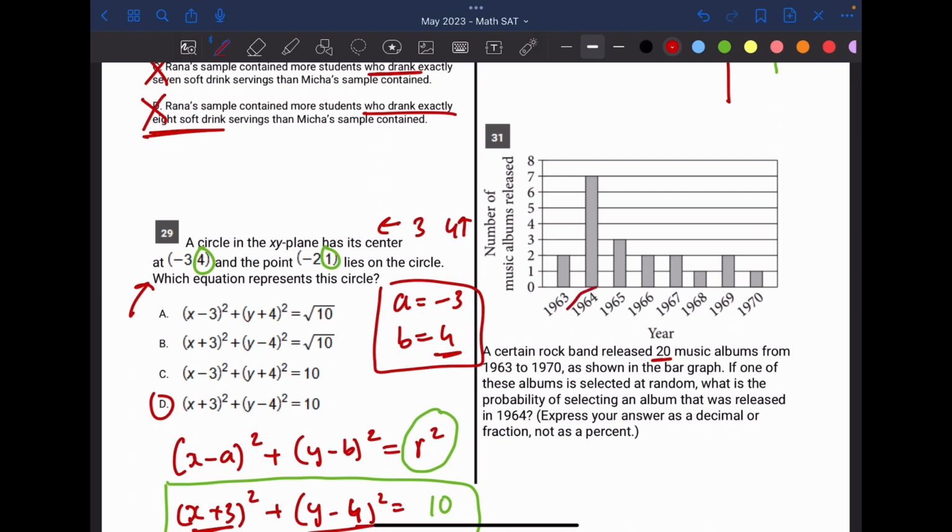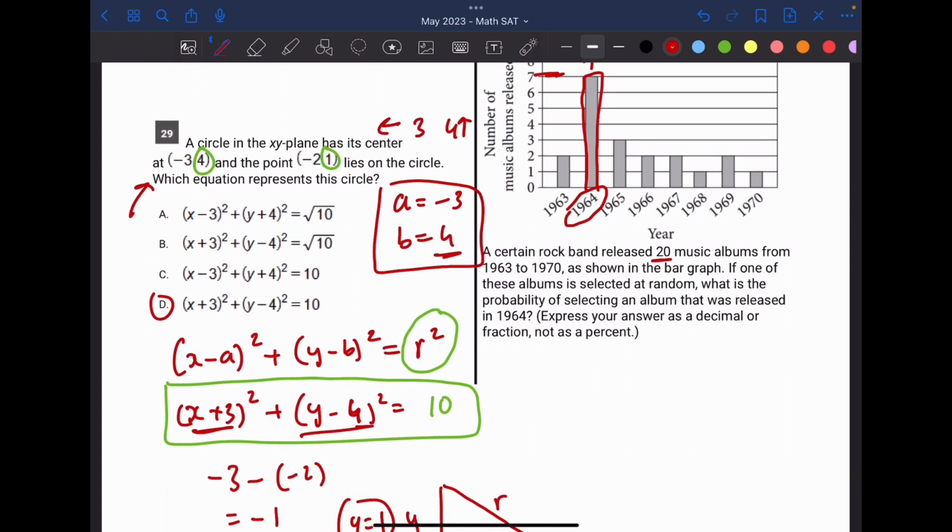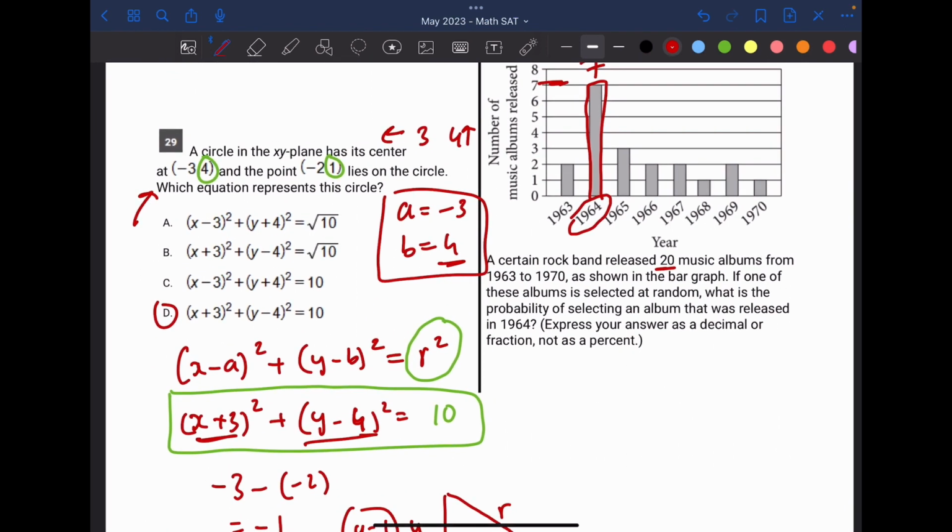So 1964 is our year of interest. It's going to be this line over here, which is equal to 7. If you want to find the probability, you always want to find the probability of interest, so the number of items that you want over the number of items in total. And then it says express your answer as a decimal or a fraction, but not as a percent. So let's keep it as a fraction because that's what our answer would be anyway.